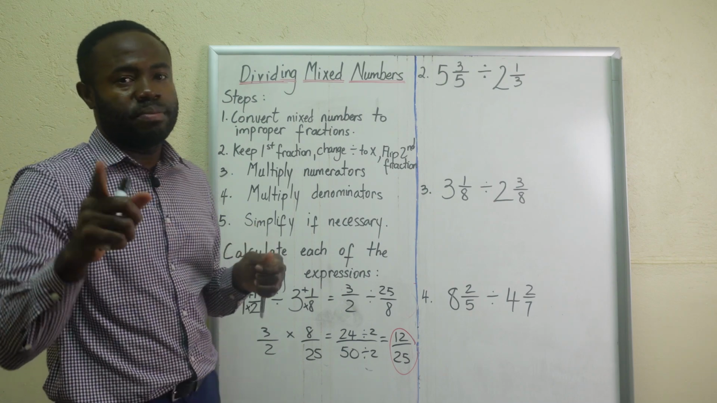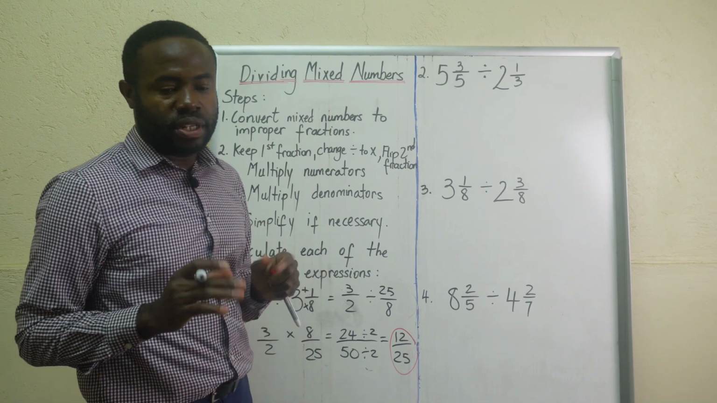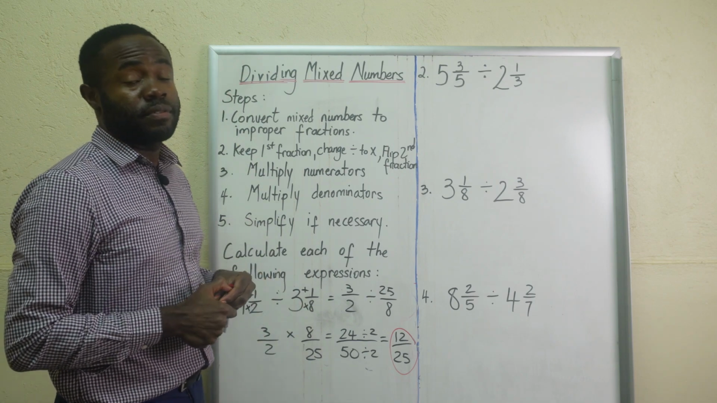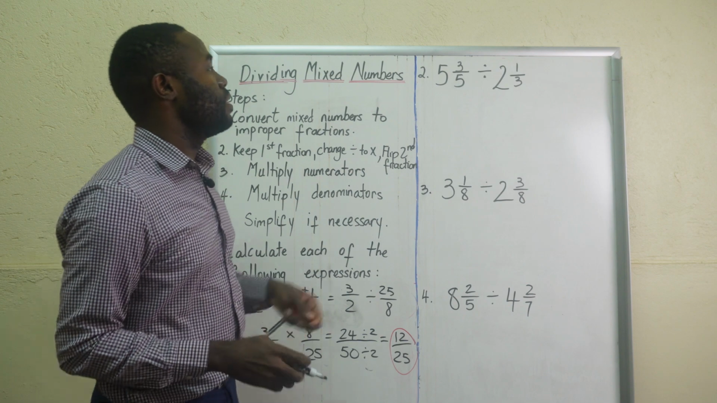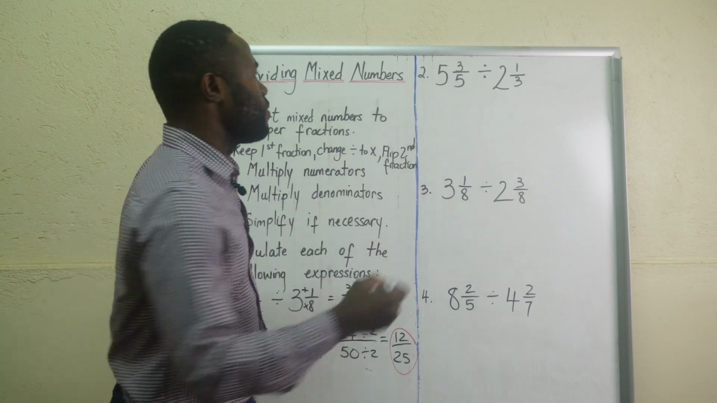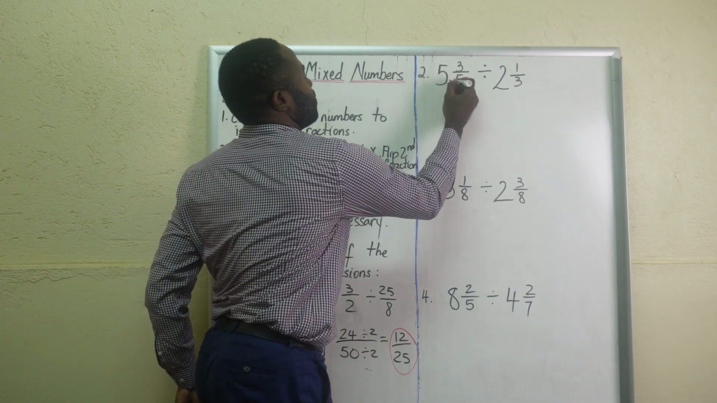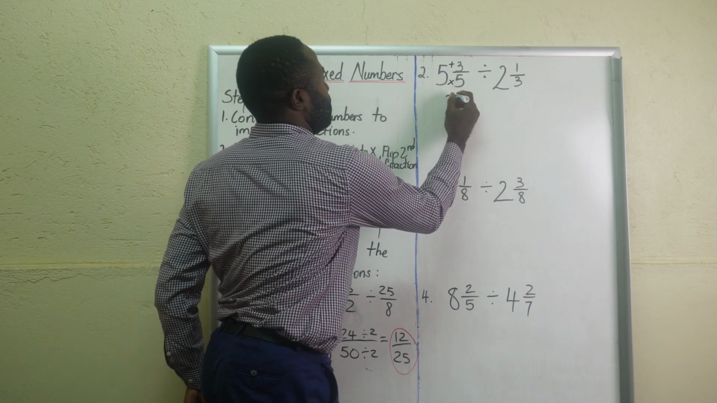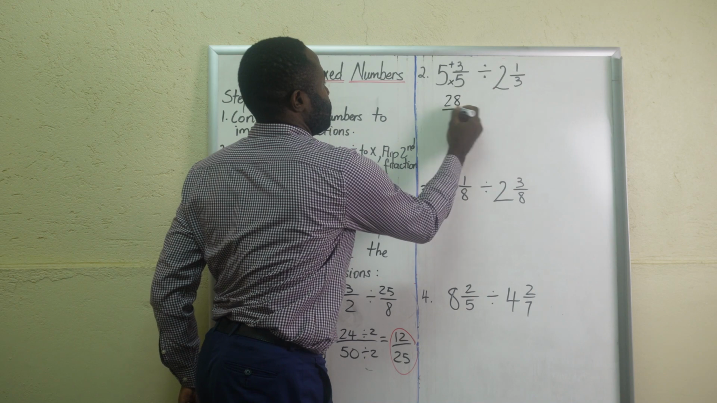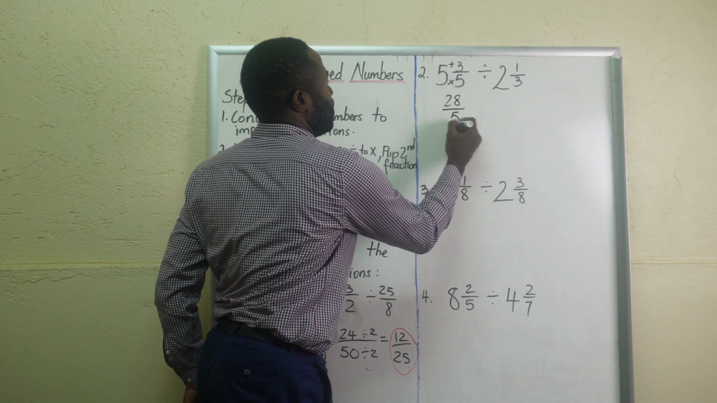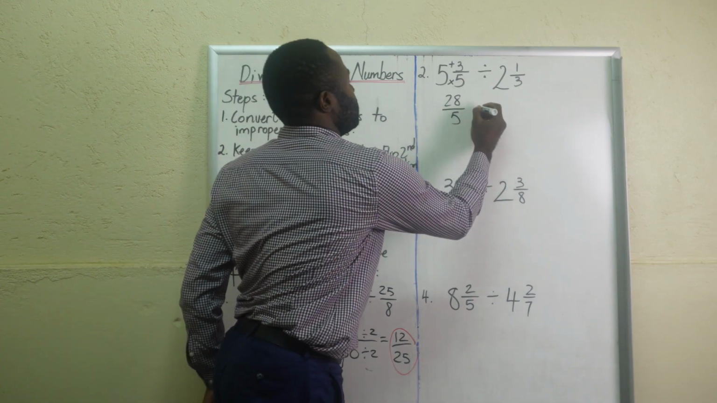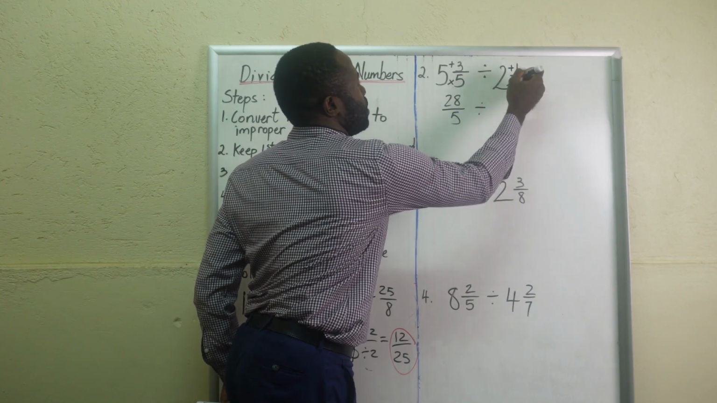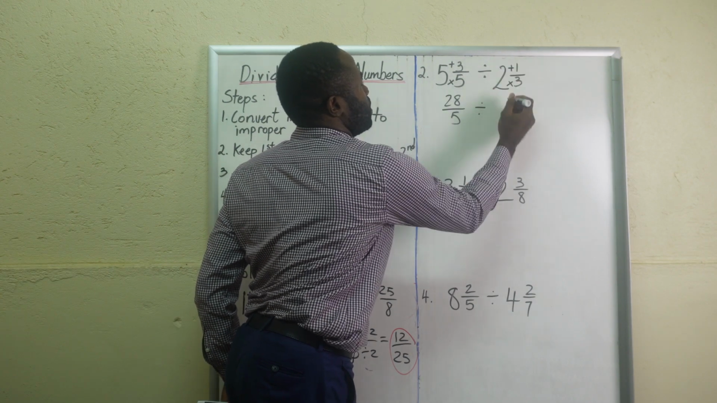All right, cool. Let's now turn our attention to number 2. Number 2, again, we're going to carry out the steps. So the first step is to convert the mixed numbers to improper fractions. So it's 5 times 5, 25. 25 plus 3, that will be 28 over 5. And then we write back our division sign. Then we convert this one as well. So there's 3 times 2, 6 and 1, 7 over 3.